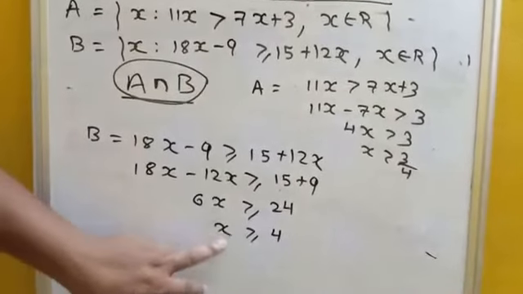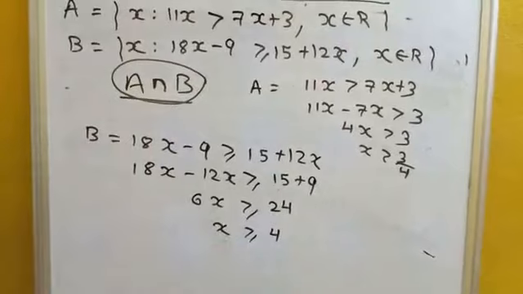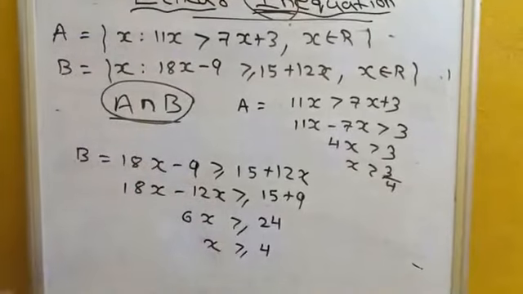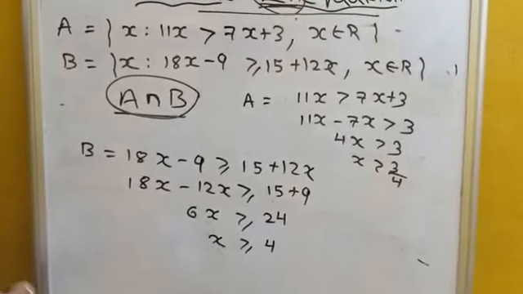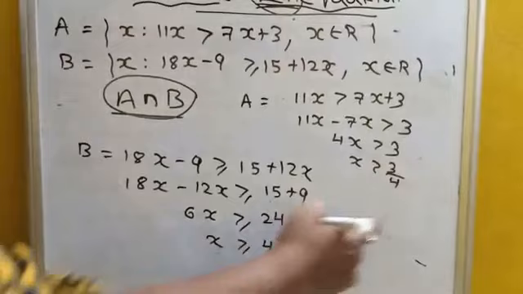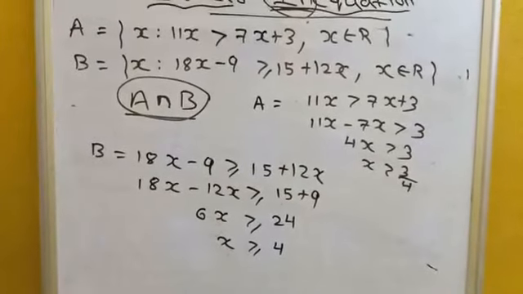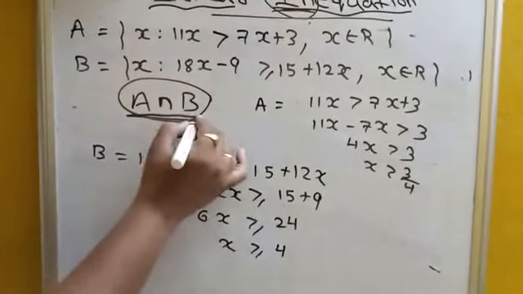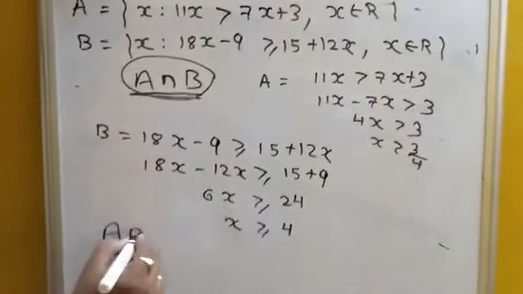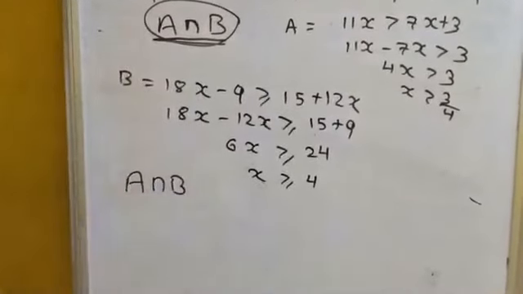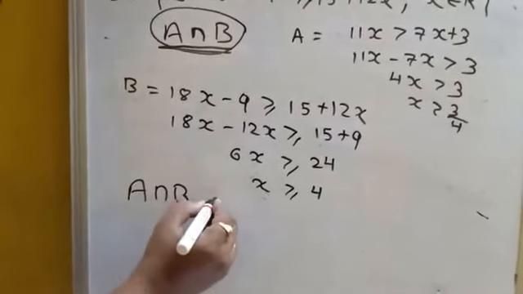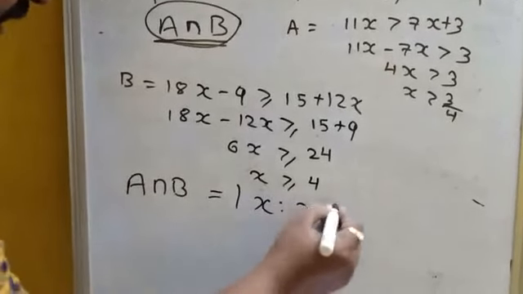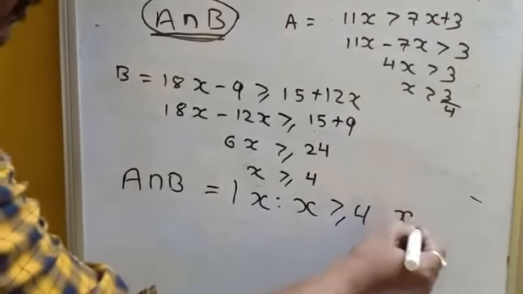But here x greater than or equal to 4. So what is the common number that will come? I am telling about the common because the question says A intersection B. So the A intersection B solution set you can write as: x such that x greater than or equal to 4 and x belongs to R.